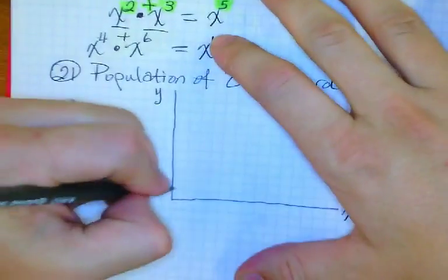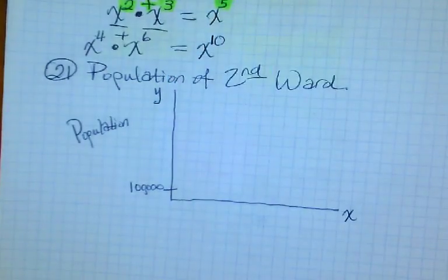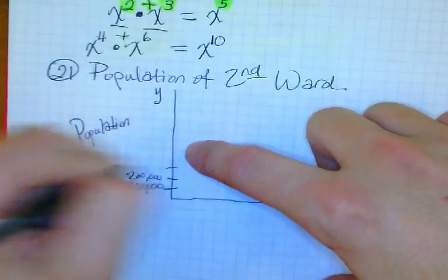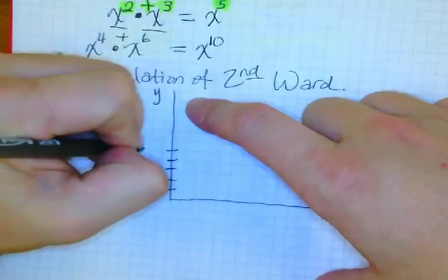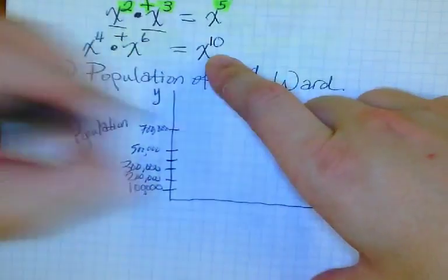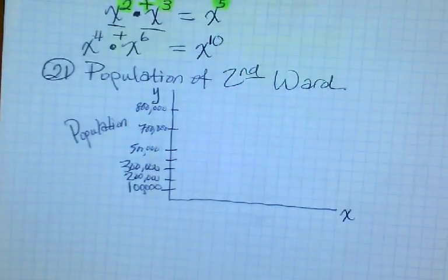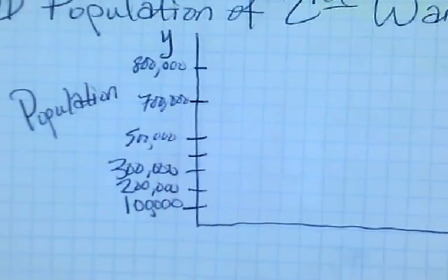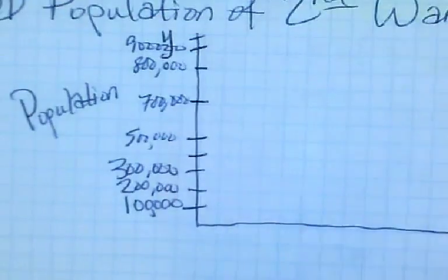Alright, so we're talking about population. 200,000, 300,000, 500,000, 800,000. I made that up. And 1 million. Okay.